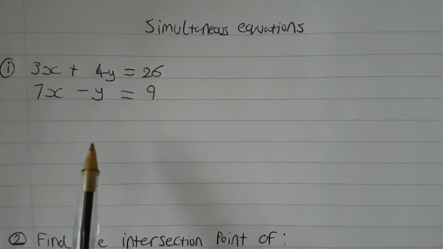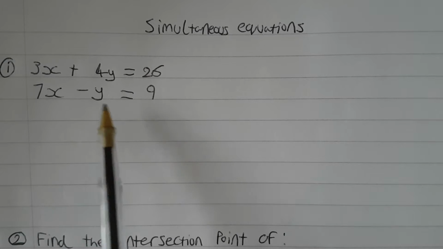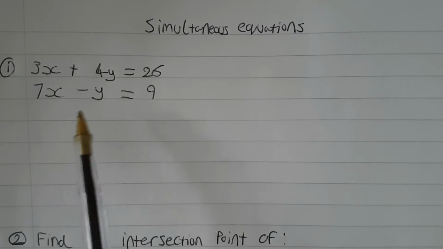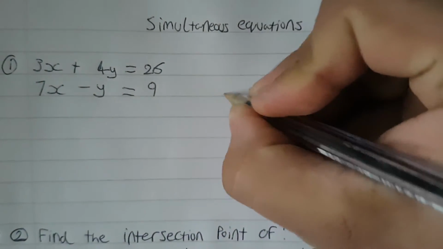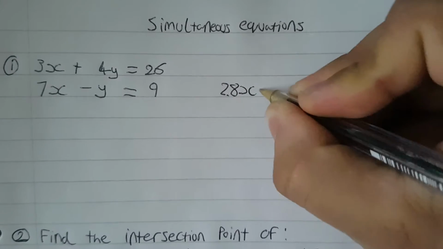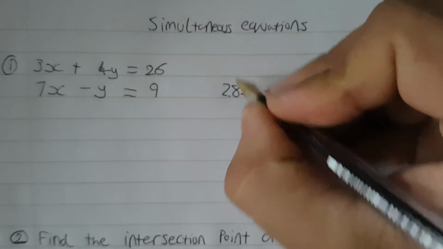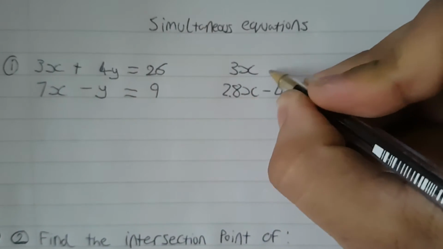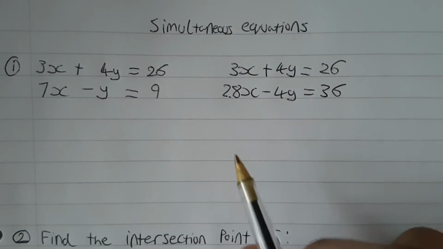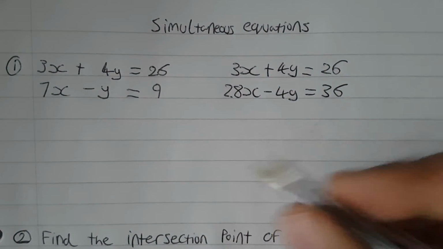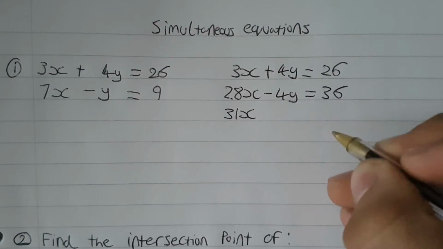So the first step is to eliminate any variable of your choice. I can see that I can eliminate y by multiplying this bottom equation by 4. By multiplying it by 4, I get 28x minus 4y equals 36. And the top equation remains the same. So 3x plus 4y equals 26. Now I can just add these two equations together and I get 31x plus 4y, take away 4y equals 0.